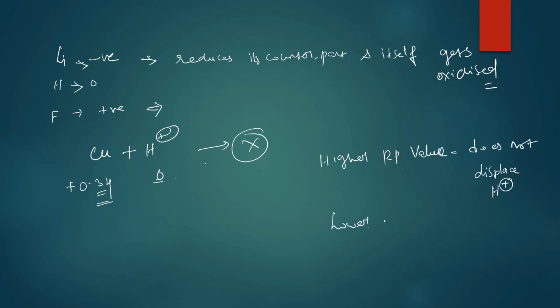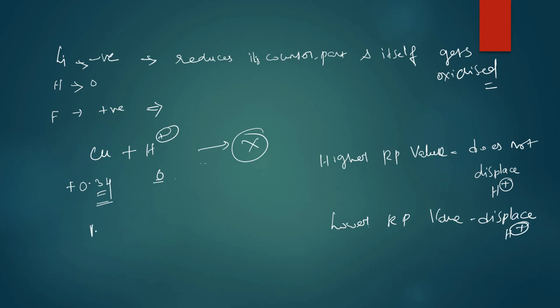Lower reduction potential value can displace hydrogen ion, displace H plus ion, right? So let me give one more example here.